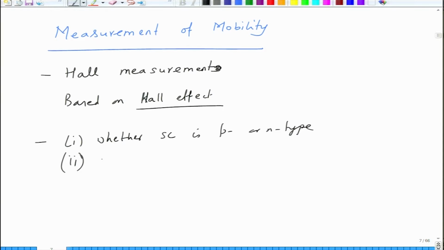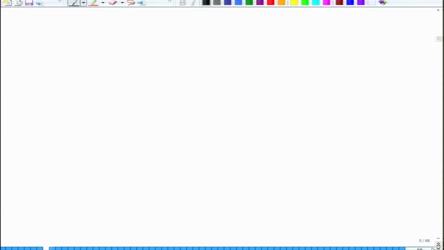and secondly, carrier mobility can be determined. So for Hall effect, you can find any book on it, and this can do these measurements. Now next we move to diffusion in semiconductors. Before we go to diffusion, you need to know a few things about the energy band diagram.